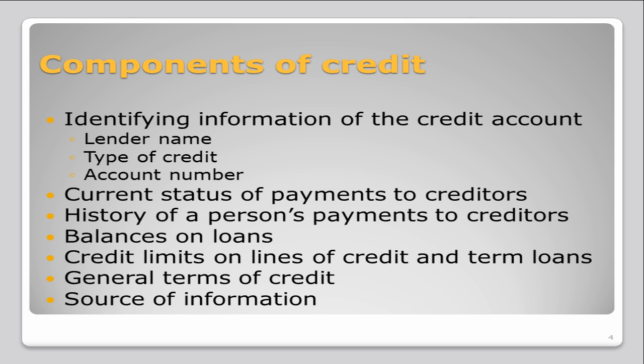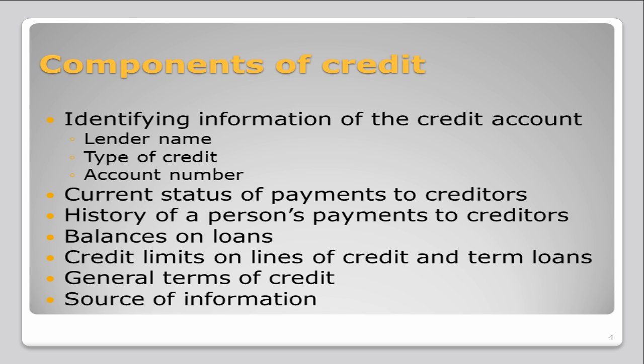First of all, when we're looking at the components of credit, the most important details of the credit report are the identifying information of the credit account. Here we're looking at who is the lender, the type of credit that somebody is going to get, and the account number. The second thing that we're looking at would be the current status of payments to creditors. I think this is pretty obvious. This is the one people focus on a lot.